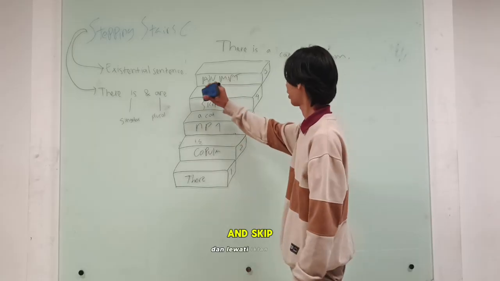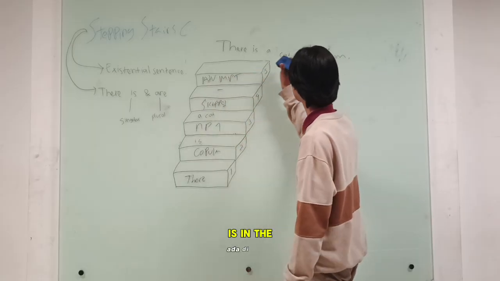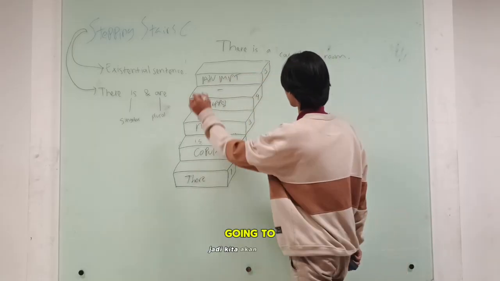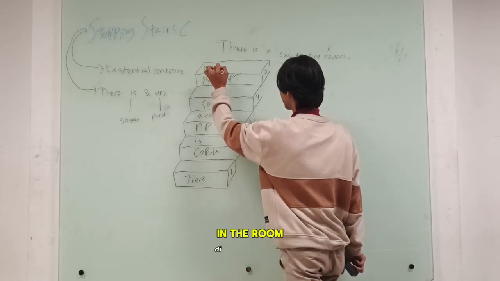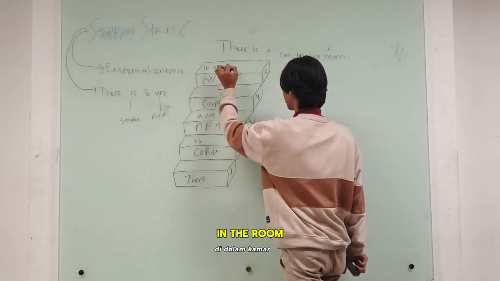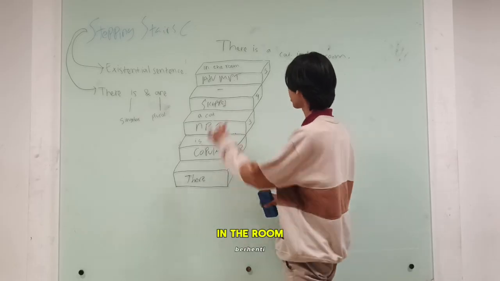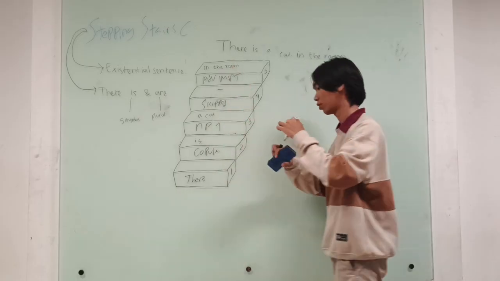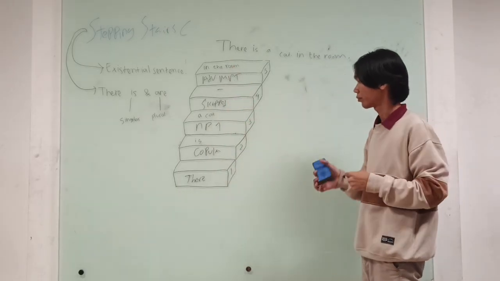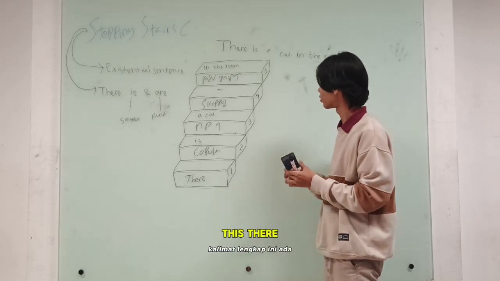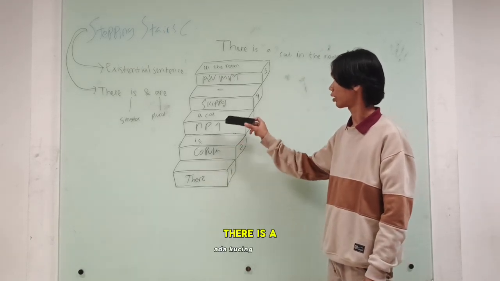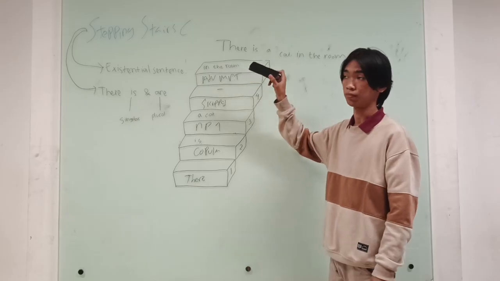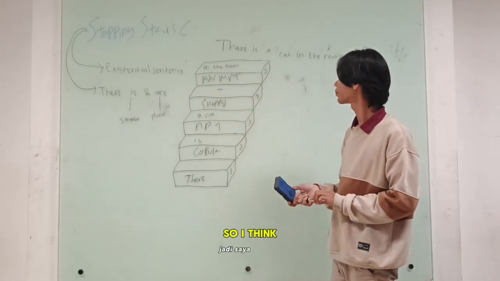And skip. The adverbial is "in the room." So we're going to write "in the room." Okay, the full sentence of this "there" is still: there is a cat in the room. So I think that's all.